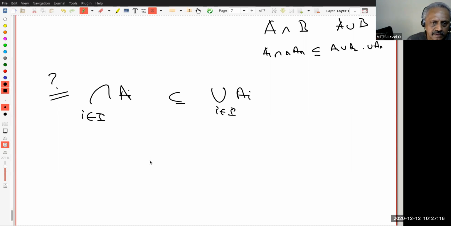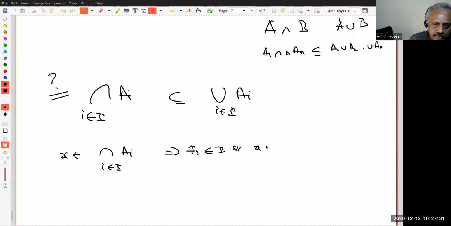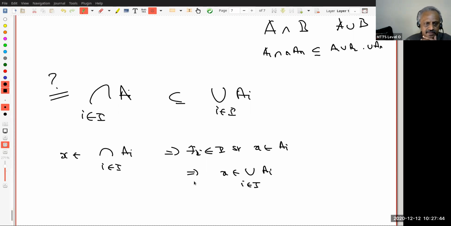But remember, we are going to make use of the fact that I is non-empty. Do you remember I said that my indexing set is non-empty? So let x belong to the intersection over i in I. What does that mean? That means for every i, x belongs to A_i, and since I is non-empty, there is an i such that x belongs to A_i. This implies x belongs to the union. You see that? We use the fact that I is non-empty here.